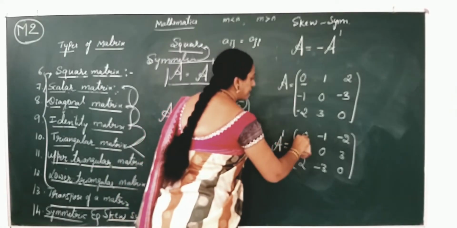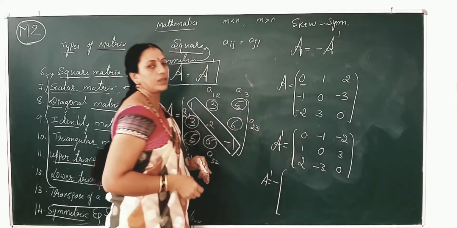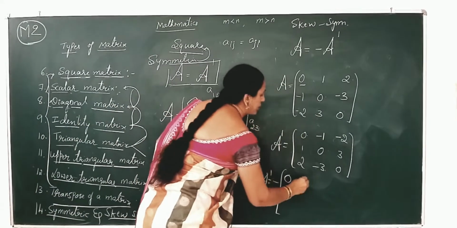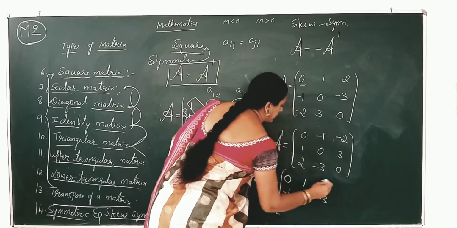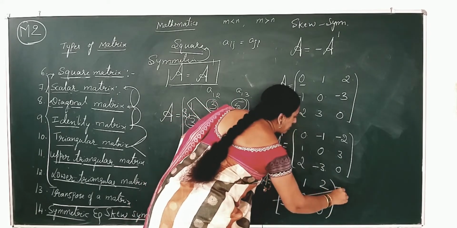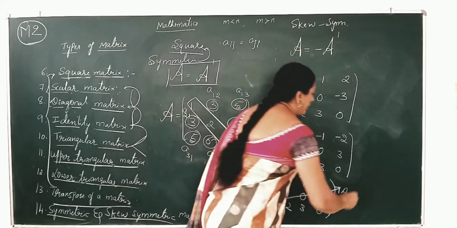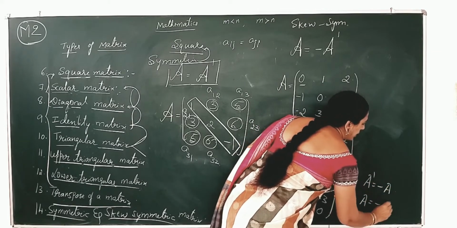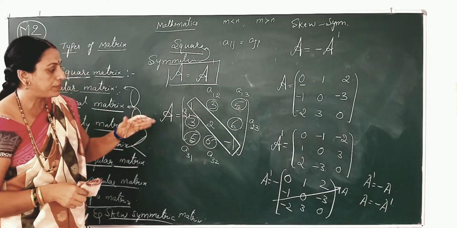But if we take one negative as a common factor in A dash, that is nothing but 0, 1, 2, minus 1, 0, minus 3, minus 2, 3, 0. So is it nothing but A or not? Look, it has come out as in the problem. Therefore A dash is nothing but minus A, otherwise A is nothing but minus A dash. It's one of the definitions for the skew symmetric matrix.